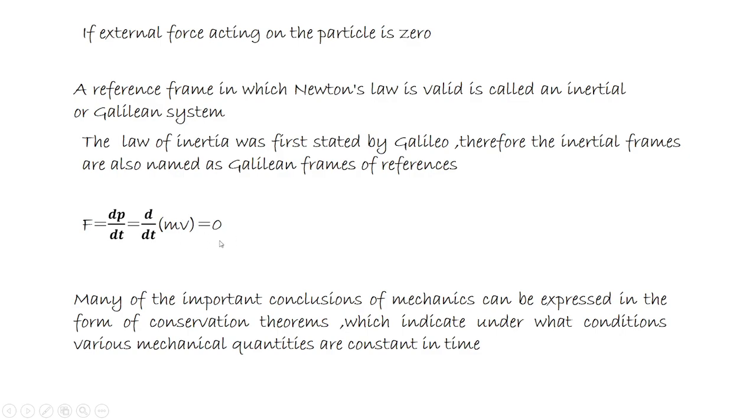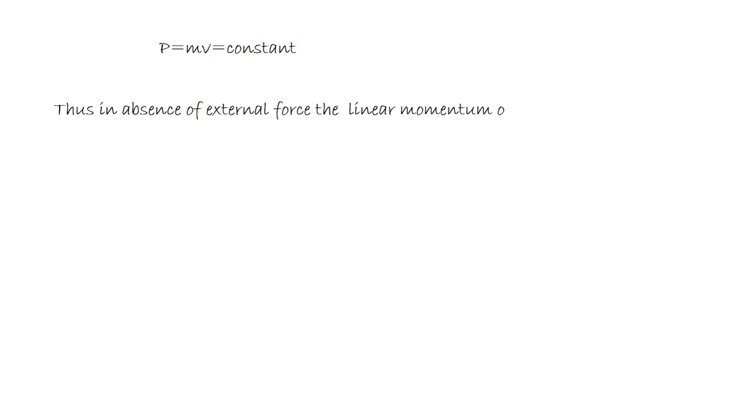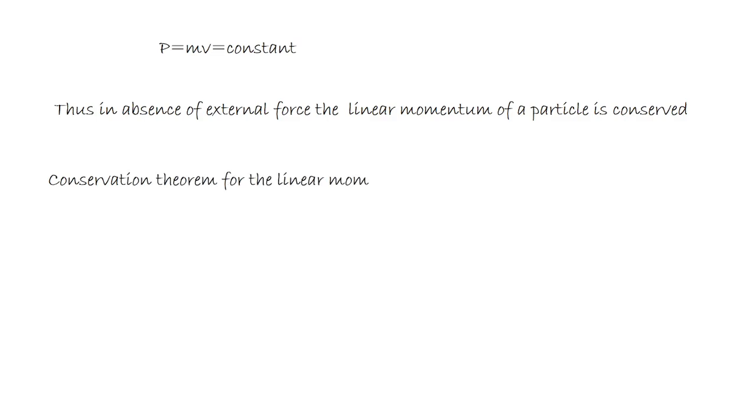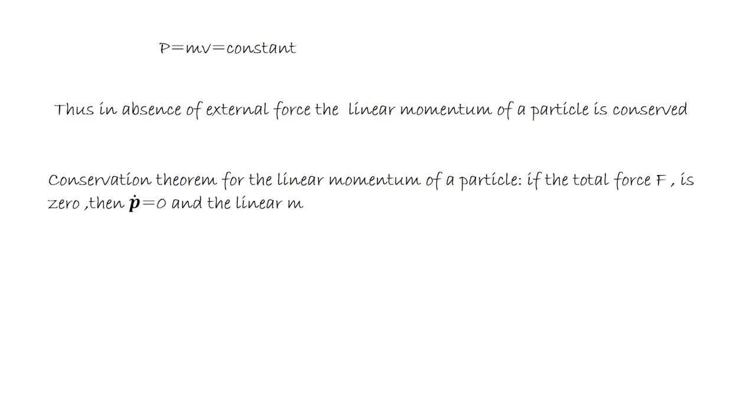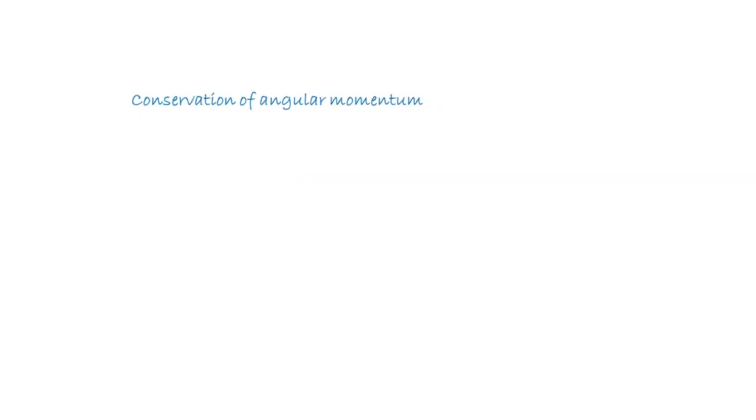So this is a direct evidence: p equals constant if force equals 0. In the absence of external force, the linear momentum of a particle is conserved. So the conservation theorem for the linear momentum of a particle: if the total force F is 0, then p dot equals 0, which means the linear momentum p is conserved. Next class we are going to discuss conservation of angular momentum.